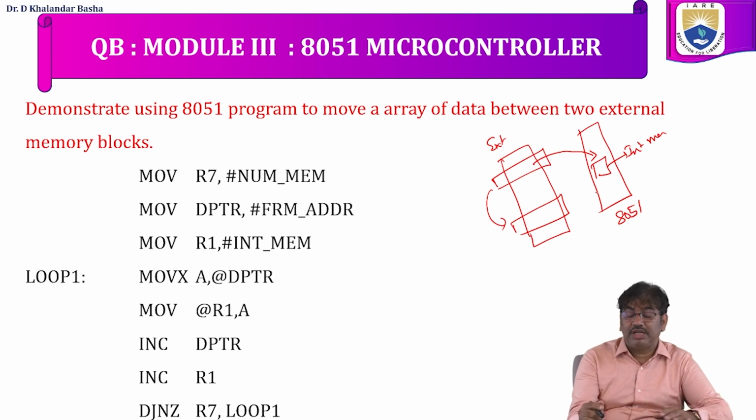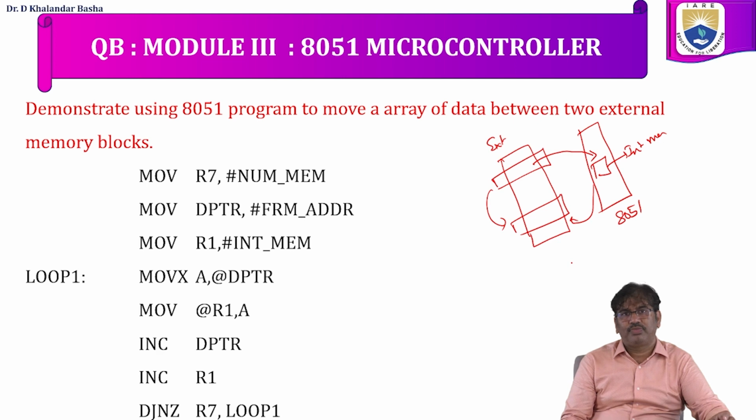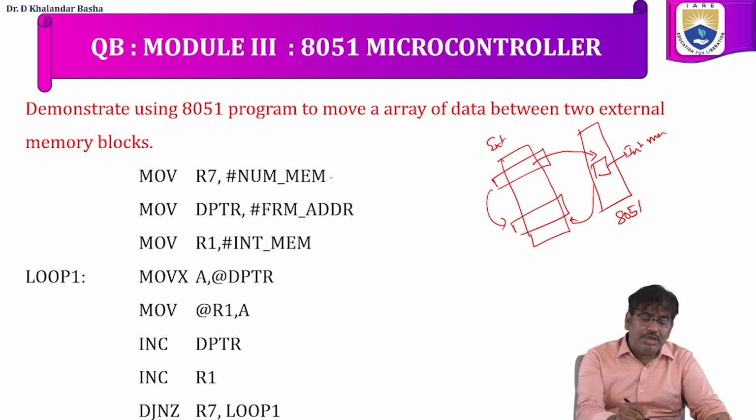Once it is copied into internal memory, then we are going to load that into external memory. Whenever the data is copied into the internal memory, MOV will be used. If it is from external memory or to external memory, MOVX will be used. How many memory locations we want to move will be loaded into the R7 register. From which address the data has to be loaded, that address will be loaded into DPTR.